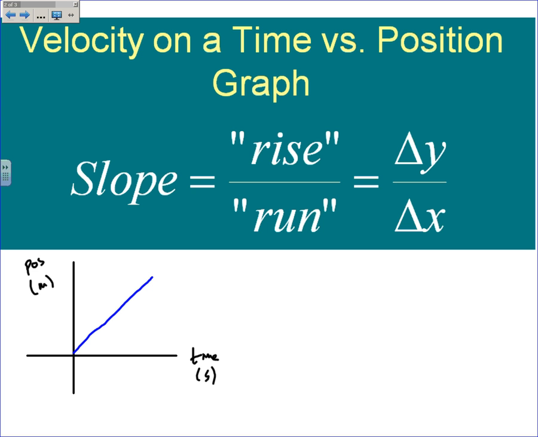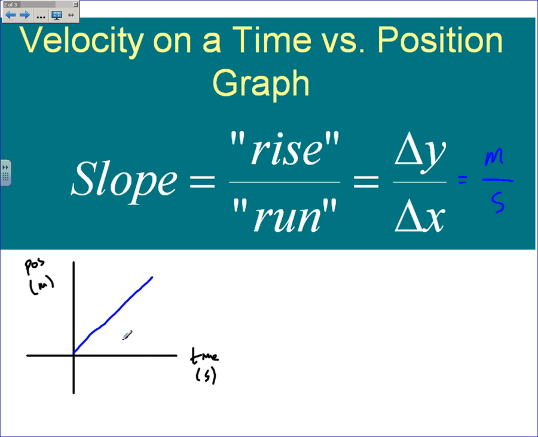If we take a look at the slope of this graph, we define slope as rise over run, or the change in the y variable over the change in the x variable. Hopefully you all know that from math class, and I think you all do. If we apply that to this graph specifically, on our rise axis we're measuring position, with a unit measured in meters on the y-axis. On the x-axis, we're measuring time. That unit for time is equal to seconds.